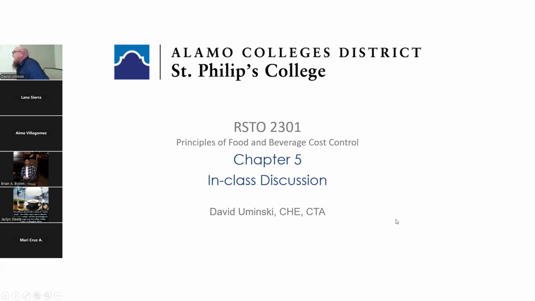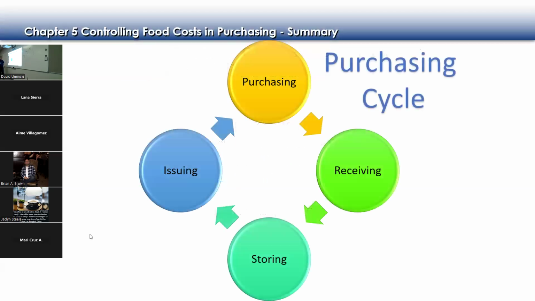All right, so chapter 5, we are going to introduce the purchasing cycle. Now, we will utilize the purchasing cycle, the different stages of the purchasing cycle, and how we can control our costs in each stage as we go through. Okay, so how many stages are there in the purchasing cycle? 4. Okay, so we start with purchasing. That's the first one.